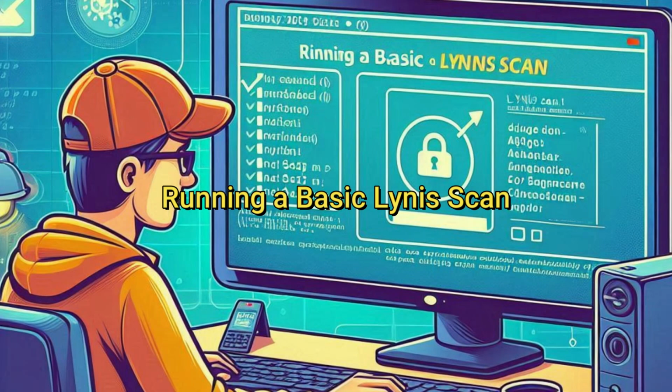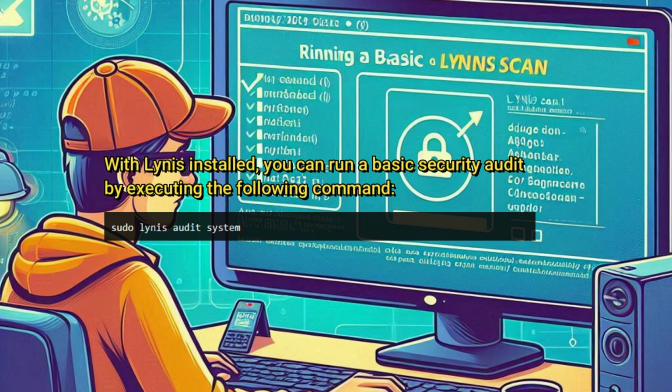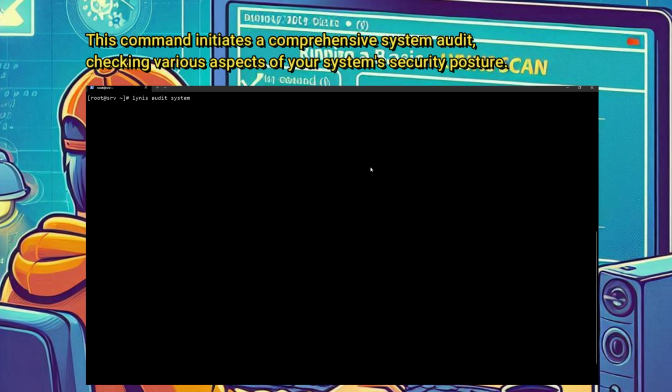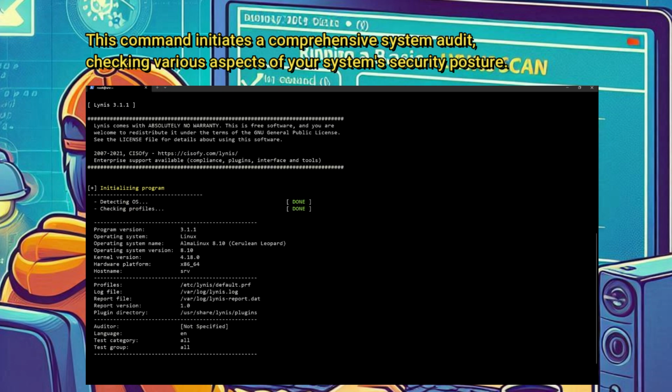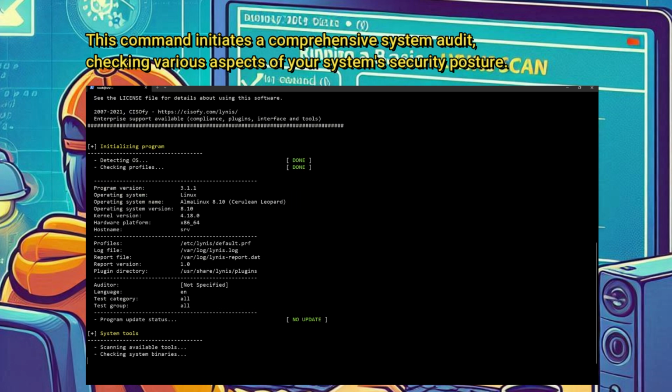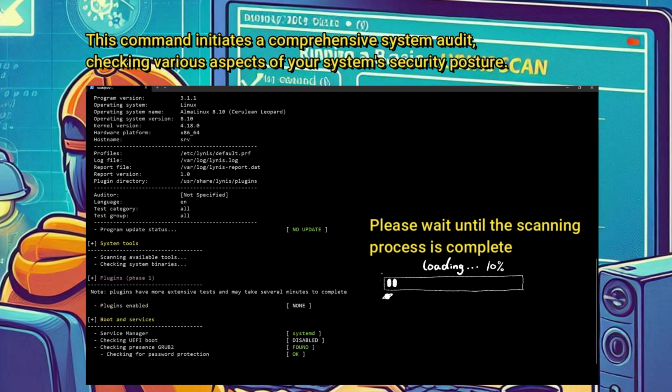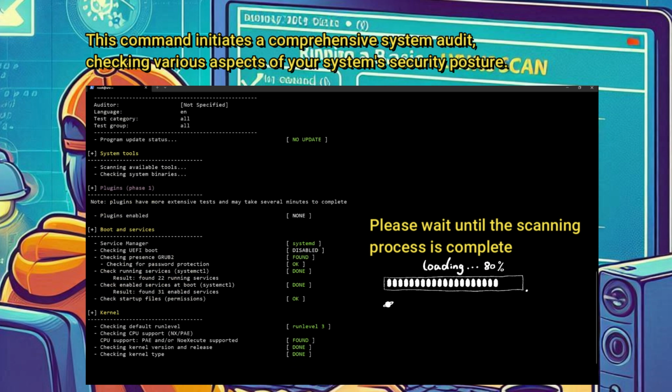Running a basic Lynis scan. With Lynis installed, you can run a basic security audit by executing the following command. This command initiates a comprehensive system audit, checking various aspects of your system's security posture. Please wait until the scanning process is complete.